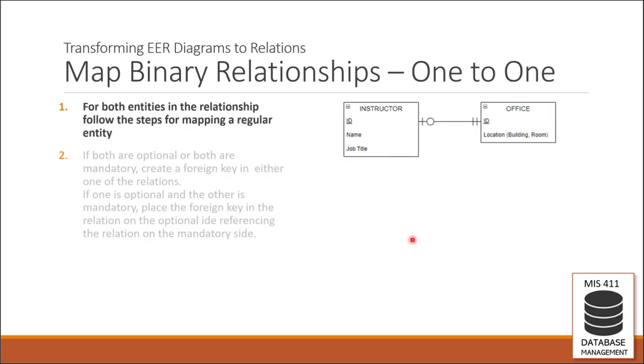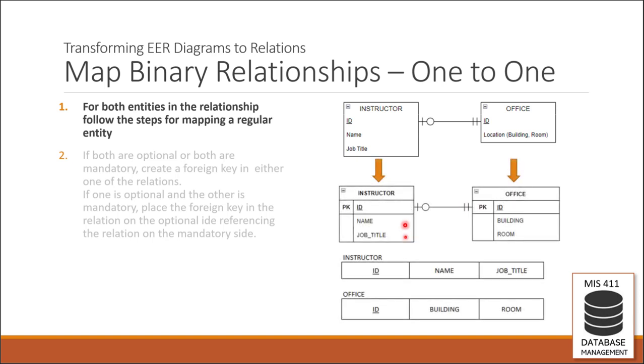The one-to-one binary relationship is actually not that dissimilar from one-to-many. As before, we're going to first create the relations. I'm not going to go over them again. And just to clarify what we're looking at, we have a one-to-one. We have instructor. What we're saying is that an instructor must be assigned one and only one office, and each office may be assigned to at most one instructor. So the interesting part happens when we get to Step 2.